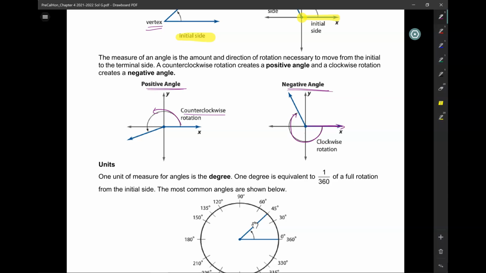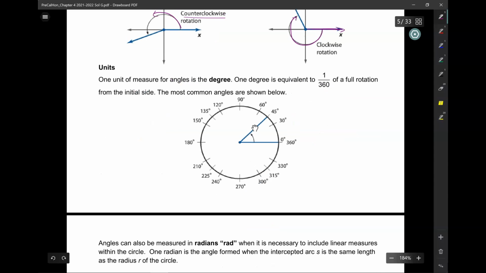Just like, for example, when you're talking about temperature, there are two different degrees, Celsius and Fahrenheit. With angles too, you have two different units. One unit, which is most commonly known, is the degree. All right, so 1 degree is equivalent to 1/360th of a full rotation. What does that mean? So how many degrees have you made if you go all the way around a circle?